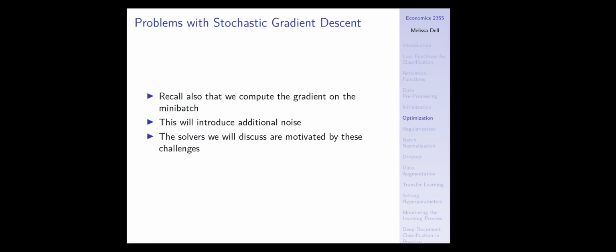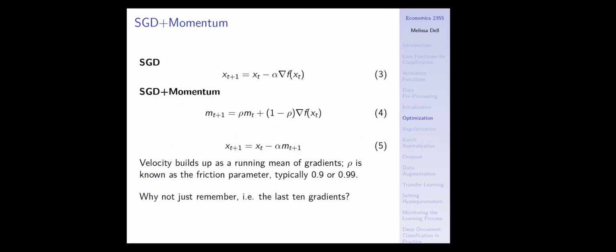Another thing worth noting is recall that we compute the gradient on the mini batch, where say a mini batch is we sampled 32 images, and those are our inputs. We compute the gradient over that mini batch because it would be way too computationally intensive to compute it using every image in our training set, which might be like 1 million images. So this is also going to introduce noise. And so the solvers that we're going to discuss are motivated by these different challenges.